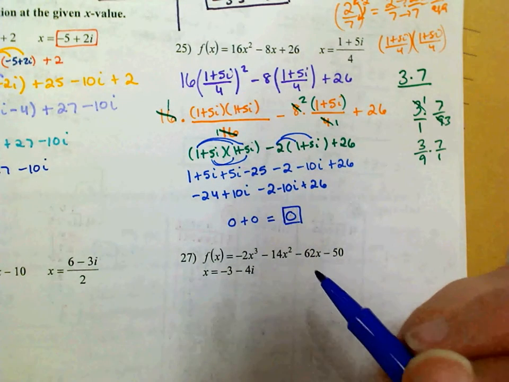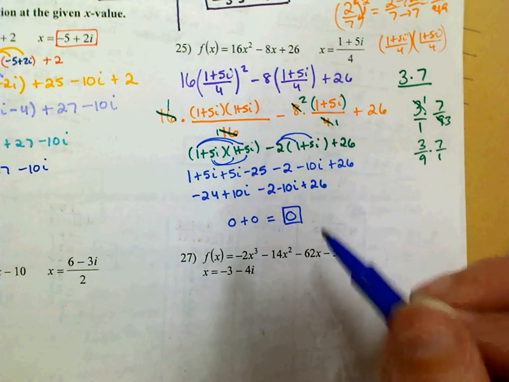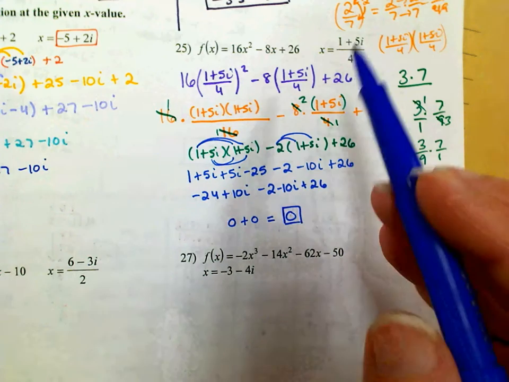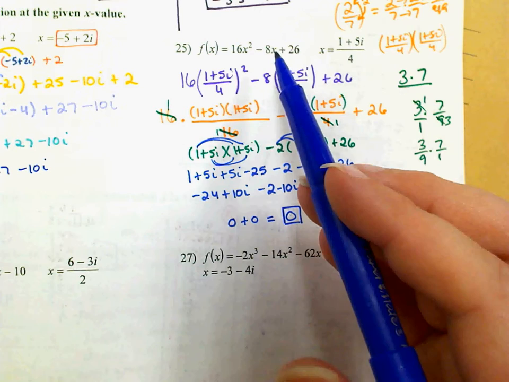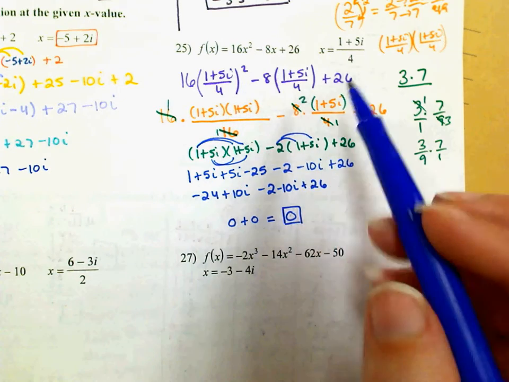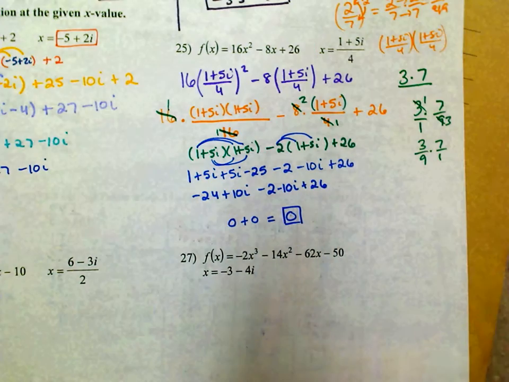Okay? Which actually kind of means that, not kind of, it does. That is a solution of that quadratic if I were to do the quadratic formula. So that means I know the other answer too. It's 1 minus 5i divided by 4, because they are conjugate pairs.